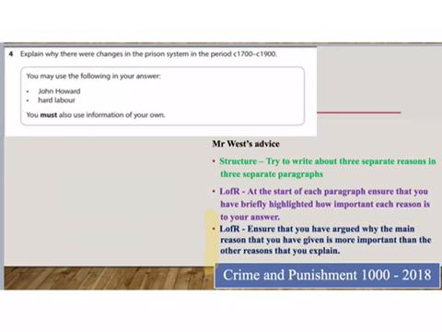Okay, you wouldn't need a conclusion, because effectively your introduction would be done at the beginning of each paragraph and your conclusion would be done at the end of the second and third paragraph. So you don't need a conclusion there. Okay?